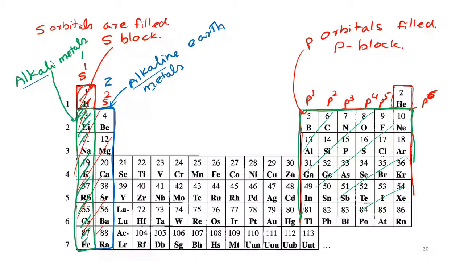Next set of groups we are going to look at. I'm going to start from this end, group 18, which is labeled as noble gases.